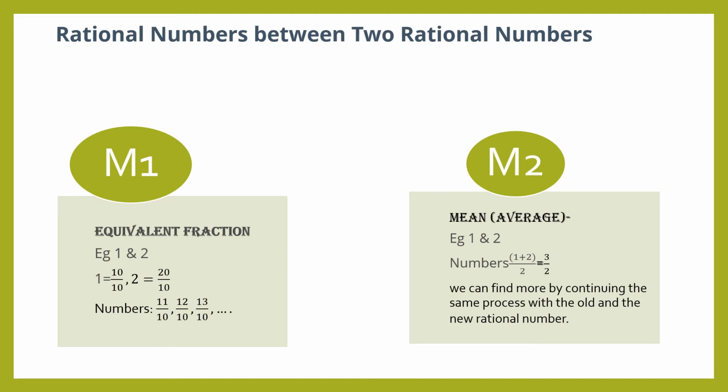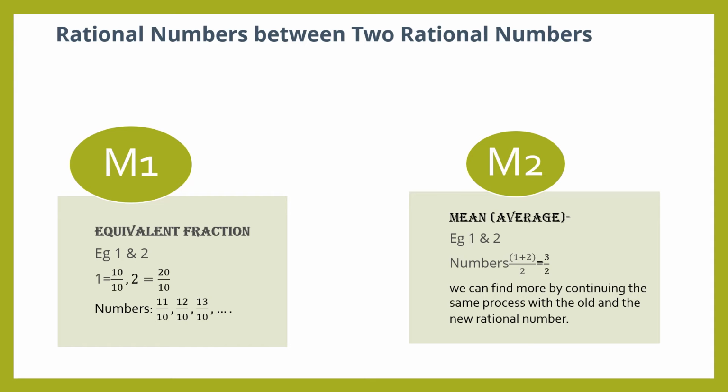Next, we will understand how to find rational numbers between given rational numbers. For that, we have two methods. One is the equivalent fraction method and another one is the average method or mean method. In order to understand the equivalent fraction method, suppose we have 1 and 2 as two rational numbers. Obviously, these are whole numbers and these are rational numbers also, because they can be written as 1 by 1 and 2 by 1 in P by Q form.